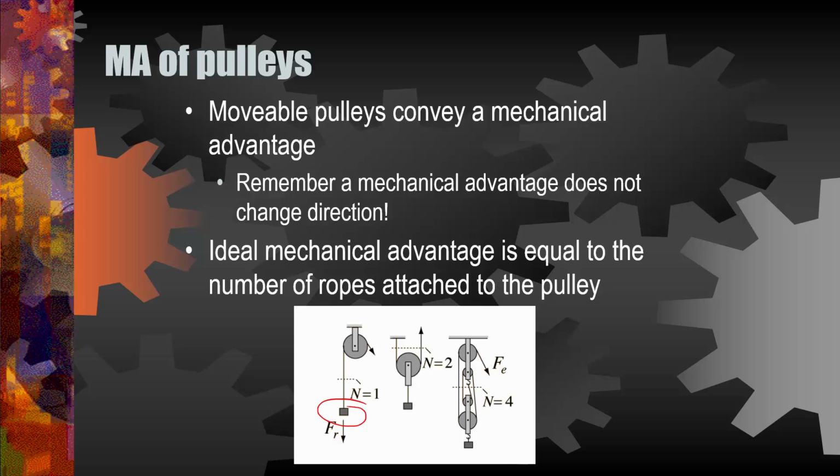So here is our weight. It is moving up, so we need to count all of the ropes that are moving up with the weight. So this guy's moving up. That's good. That's 1. This rope is moving down, so that's against the motion, so therefore we don't count this one. n equals 1. Okay?